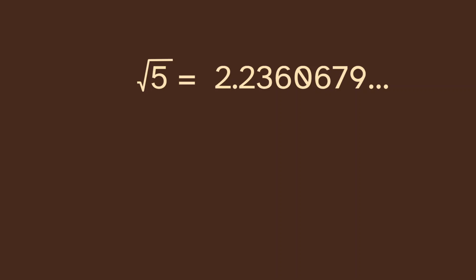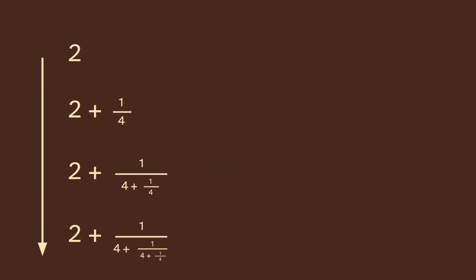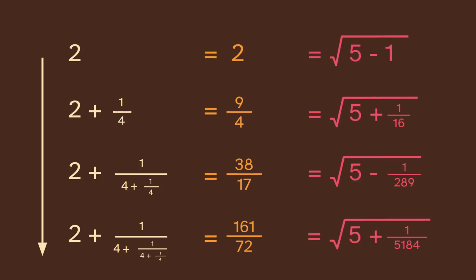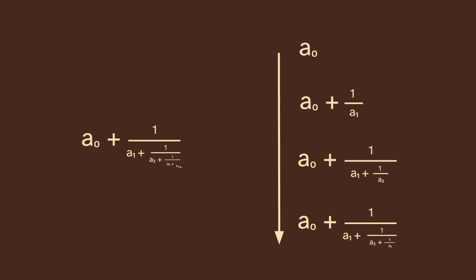And we can think of this infinite decimal as a sequence of finite decimals that get closer and closer to root 5. And we can do the same thing for continued fractions. This sequence approaches root 5. For each step, we just add in the next term. And if we evaluate these, we see that yes, they do get closer and closer to root 5. And this goes for any continued fraction. The value is the limit of this sequence.